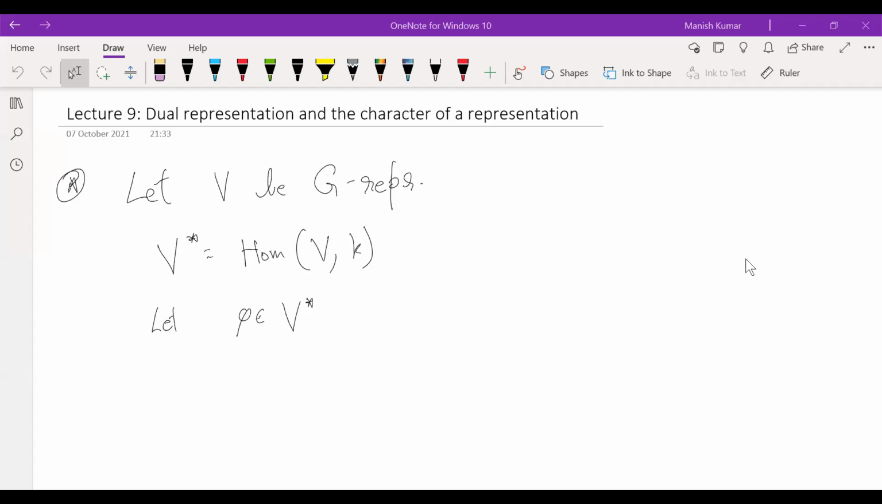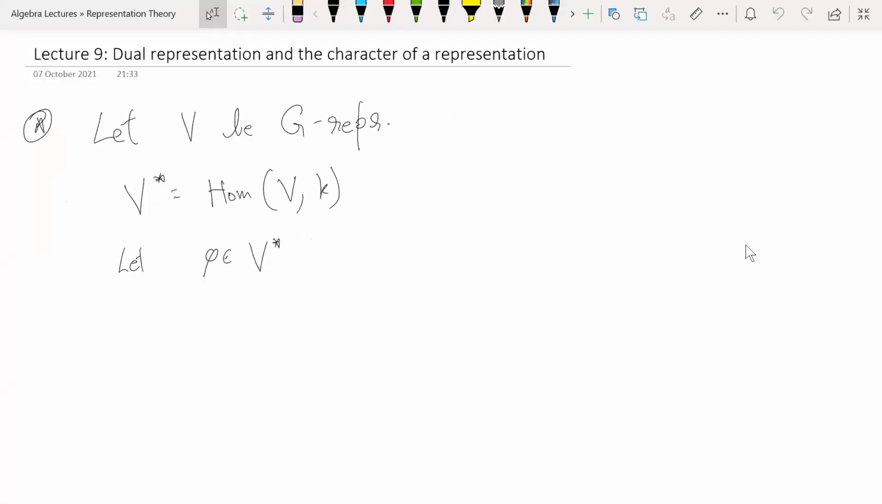So last time we saw how to get a representation on the tensor product of two representations, and that allowed us to give a representation on tensor powers, and the same technique you can use to give a representation on exterior powers and symmetric powers.